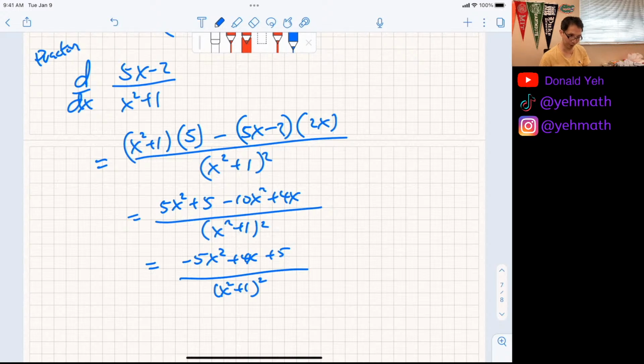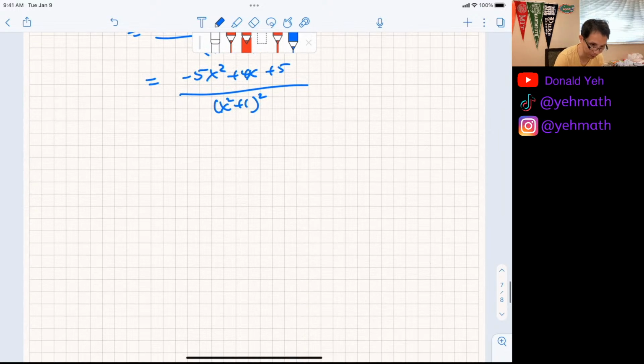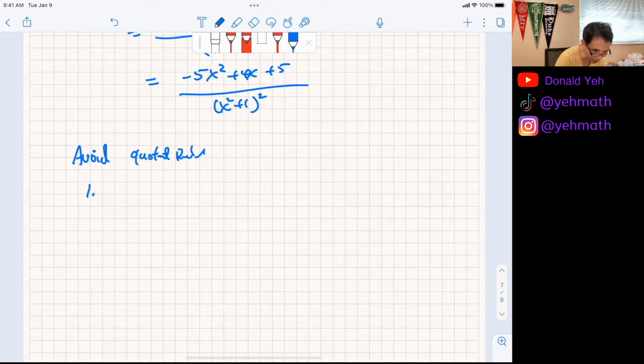Okay, when to avoid the quotient rule though? I'm going to talk about 3 situations where you should avoid the quotient rule. Yesterday's first question, you should avoid the quotient rule. First situation: if the denominator is equal to 1 term.